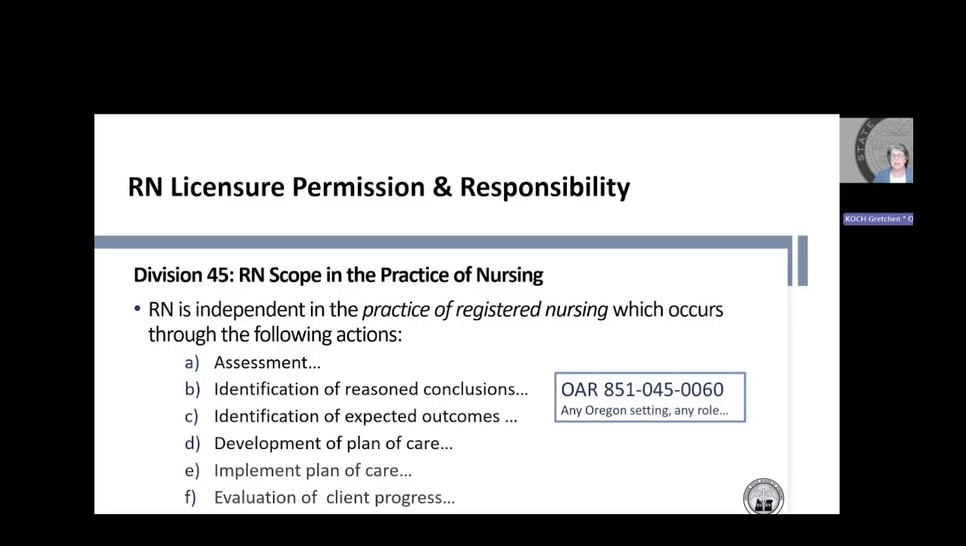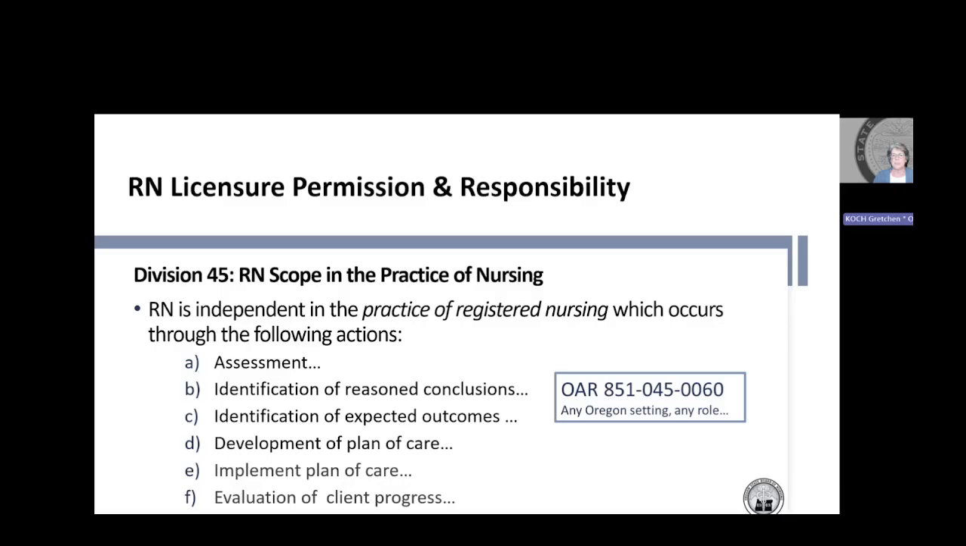Based on assessment, arriving at a reasoned conclusion, a diagnostic statement, a clinical judgment regarding the client's response to their current state of health. And based on assessment and judgment, the identification of expected outcomes and development of a plan of care with interventions and strategies designed to assist the client in meeting the expected outcomes. Implementation of the plan while evaluating client progress toward expected outcomes and response to planned interventions.